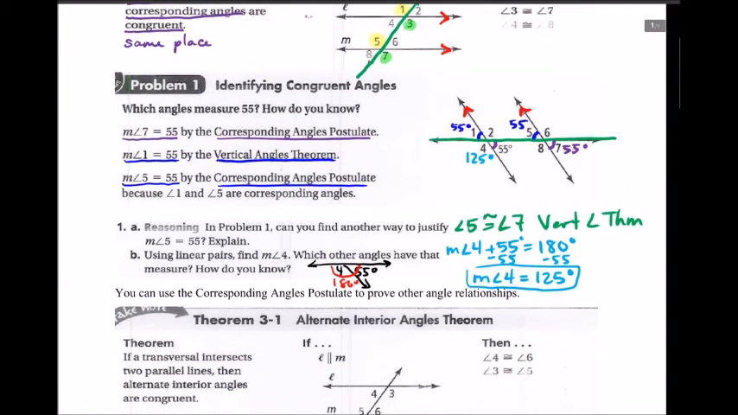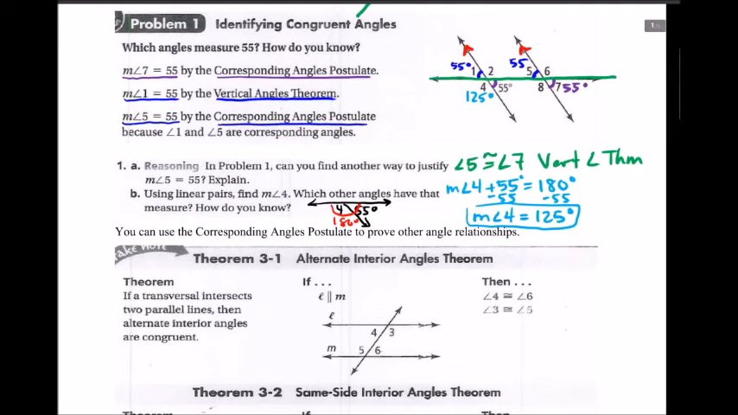All right, let's take a look at these. First one says, can you find another way to justify that the measure of angle 5 is 55 degrees? Well, yeah, we saw it with angle 1. Angle 5 is congruent to angle 7 because of the vertical angles theorem. So we know that angle 5 also measures 55 degrees. That's just simply the definition of congruence.